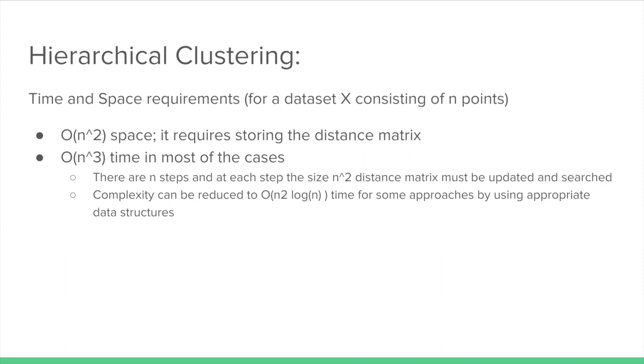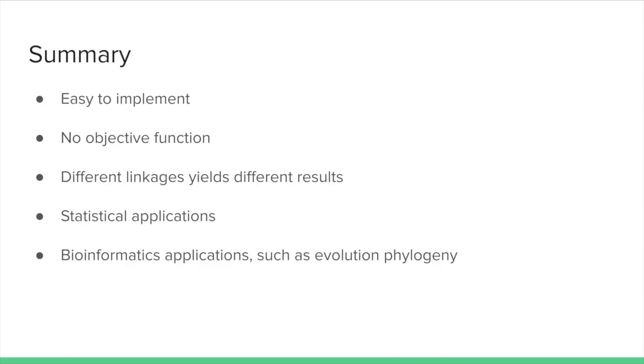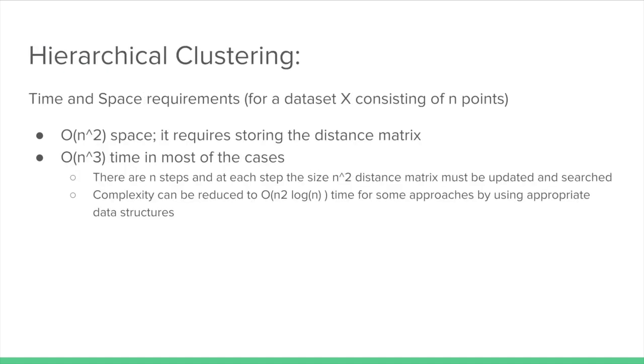With smart data structures, if you use priority queues, you can get away with n squared log n, but that's the best you can do. And it requires a lot of space, n squared, for the proximity matrix to work. So this sort of clustering is really applied to small data sets, and it shows its best especially when applied to biological phylogenies.